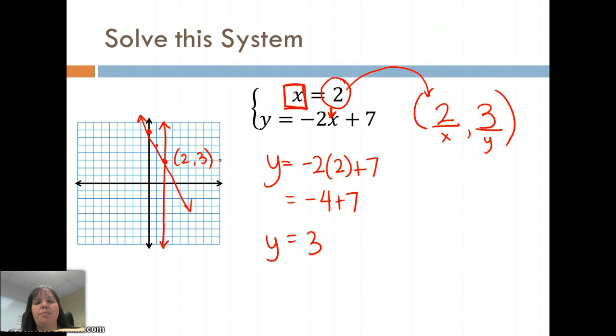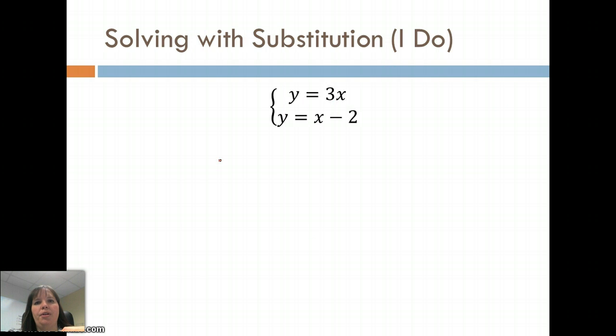However, this is a little bit of a simplified version. What we're going to be looking at is not an equation where x equals a number or y is already given to us as a number, but what if we have two linear equations? How can we solve using substitution? Well, it's the same principle.